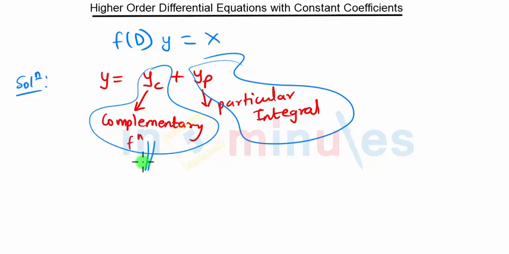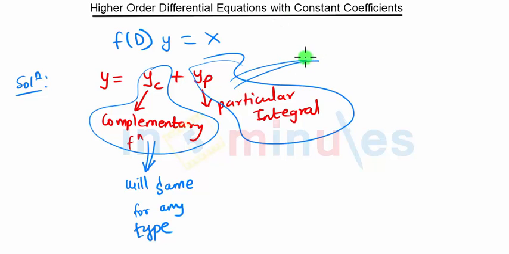The complementary function will be the same no matter what. The method to find the complementary function will remain the same for any type of higher order differential equation with constant coefficients. The particular integral will change for a different type. So we have type 1, type 2, type 3, type 4. For each type, how to find the complementary function will remain the same, but how to find the particular integral will differ in each type. So first we will see how we can find the complementary function. For that, we will consider only f of D.